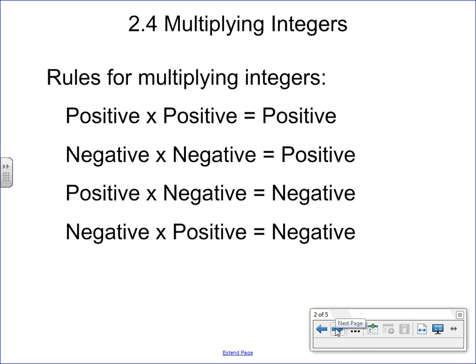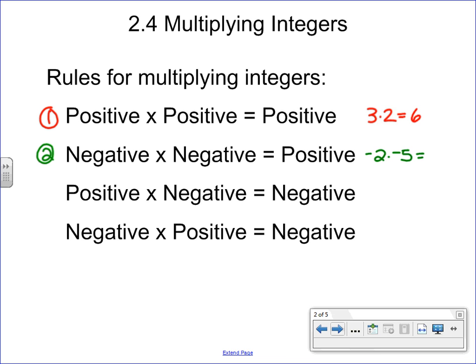There are some rules for multiplying integers, and some people have no problem memorizing these rules. The first rule says a positive number times a positive number equals a positive number. So something like a positive 3 times a positive 2 is going to equal a positive 6. The second rule says that a negative number times a negative number also equals a positive. For example, a negative 2 times a negative 5.